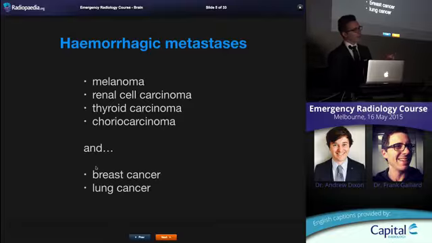But if you look at it a different way and say, I have a hemorrhagic metastasis, what's it likely to be? You also have to include breast cancer and lung cancer. The majority of breast cancer metastases won't be hemorrhagic, but a significant proportion, say 5 to 10%, will be. And since they're such common tumours and such common causes of cerebral metastases, they are common causes of hemorrhagic metastases too.